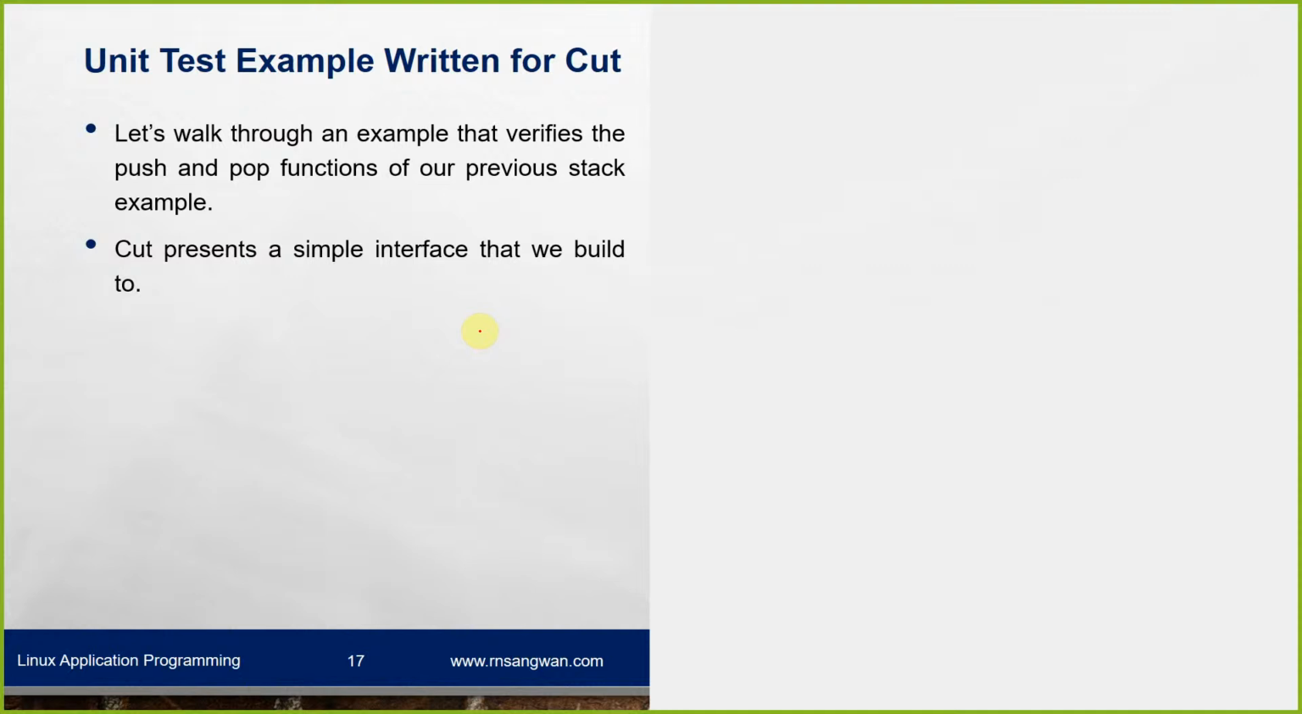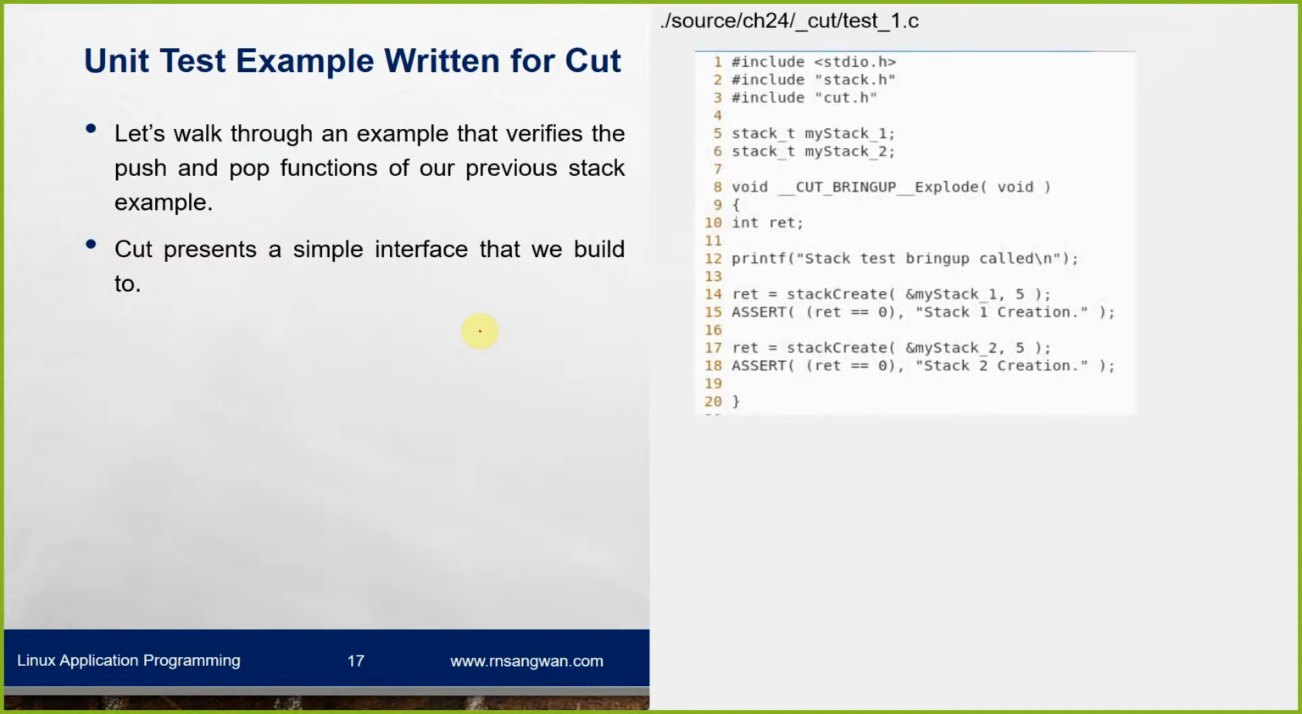CUT presents a simple interface that we build to. So this is our test_1.c modified version, test_1.c in your directory. The folder name is different, it is not ch24. This is wrong, it was actually my original source code. So there will be a file test_1.c, and you include stdio.h, stack.h, and cut.h.